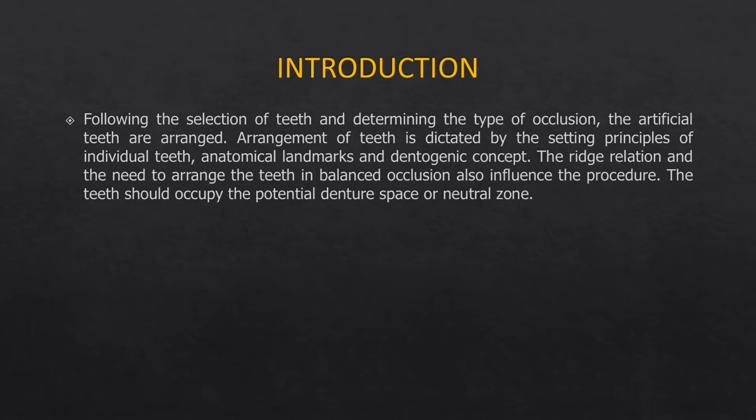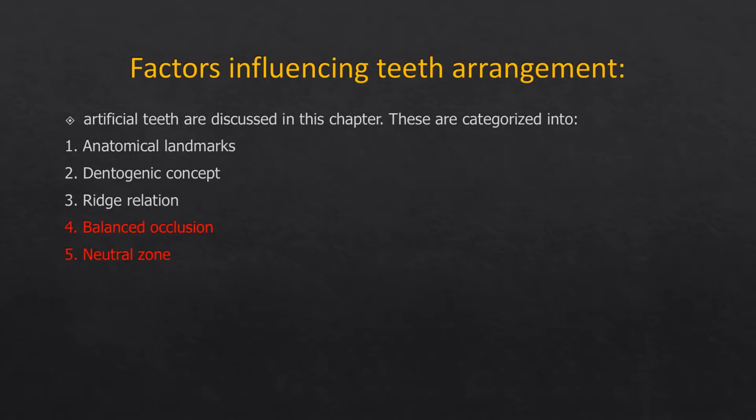teeth. The teeth should occupy the potential space, that is the space between the cheek and the tongue and the lips. So this is essentially termed the neutral zone, that is, the teeth are in a balanced relationship between the cheek and the tongue without pushing against each other. So, coming to the various factors that influence the teeth arrangement, they may be namely anatomical landmarks such as incisive papillae, rugae, the canine prominence, the labial frenum, the buccal frenum, all these things.